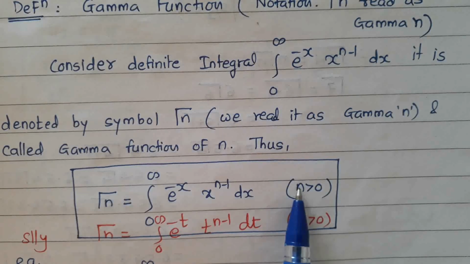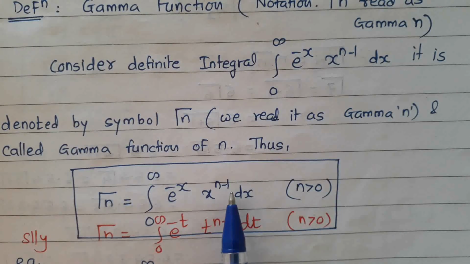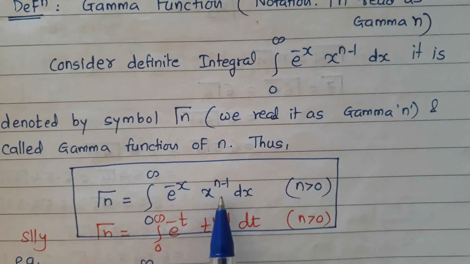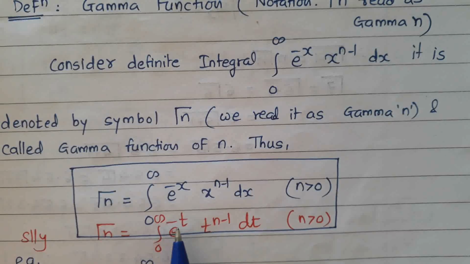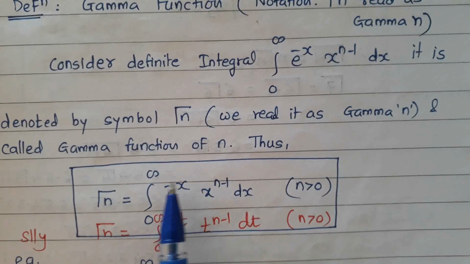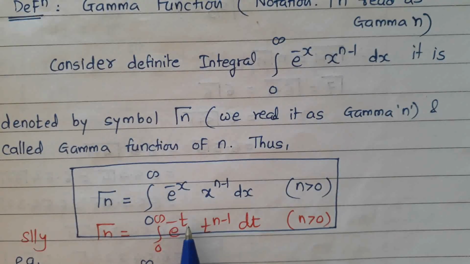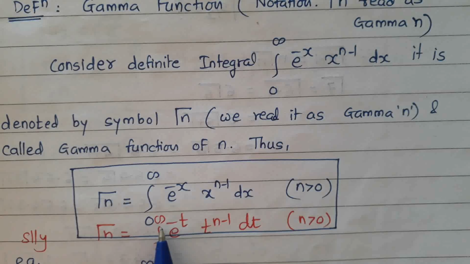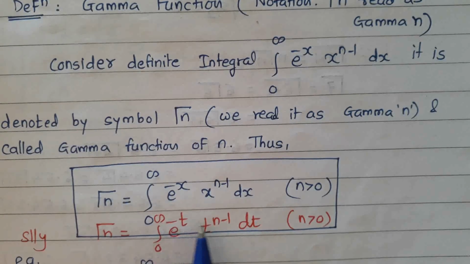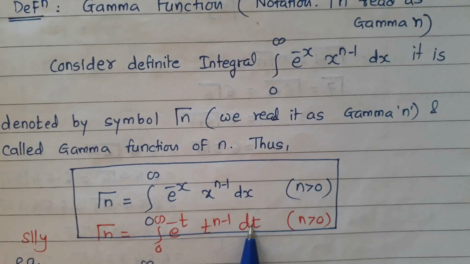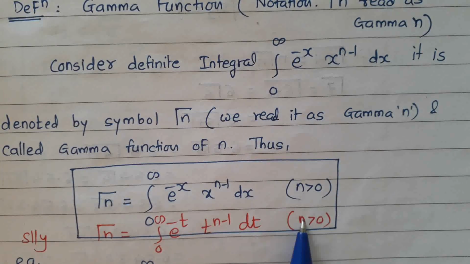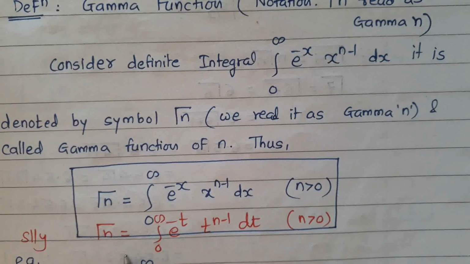We know that variables are immaterial in a definite integral, so you can denote the gamma function by an alternate definition. Instead of x, if you replace it by t, you can write gamma n is equal to the integral from 0 to infinity of e raised to minus t, t raised to n minus 1 dt, and this is also for all values of n greater than 0.